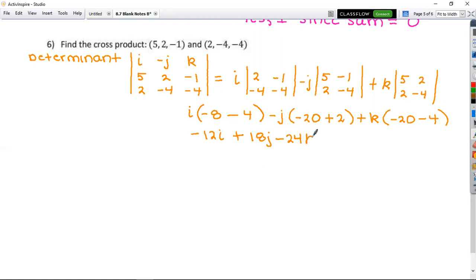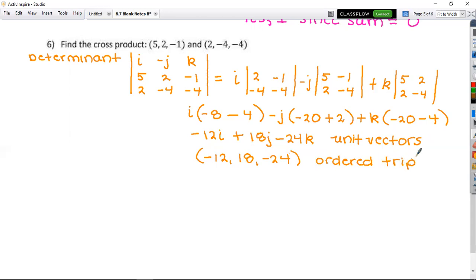And again, this is the notation that you're going to utilize when it asks you to list your answer as unit vectors. If it then says to write them as ordered triples, you're just going to take it one more step and go negative 12, comma 18, comma negative 24. And that is called ordered triple notation instead. Okay. So again, just pay attention to things like that.